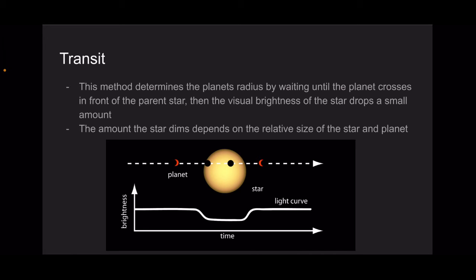Again, this goes over the fact that exoplanets come in all different sizes, so that's just really cool. And down in this diagram, it also shows the process of transit and how exactly it goes. So it's super cool once again.